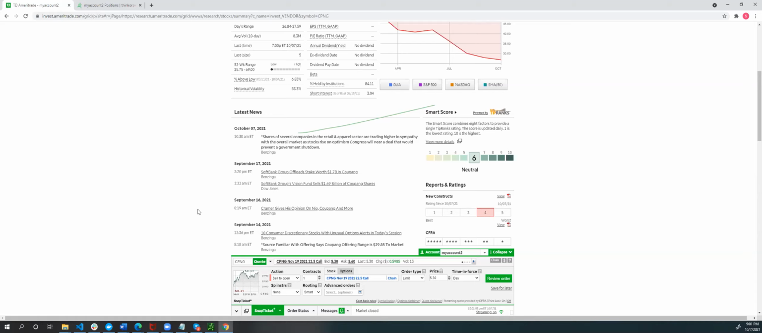Yeah. If the bid and ask spread is too high, that usually tells you right away that it's not a high volume stock or a popular stock.